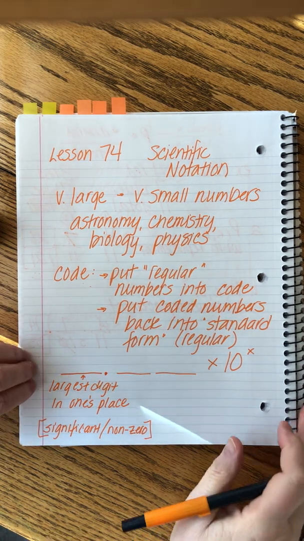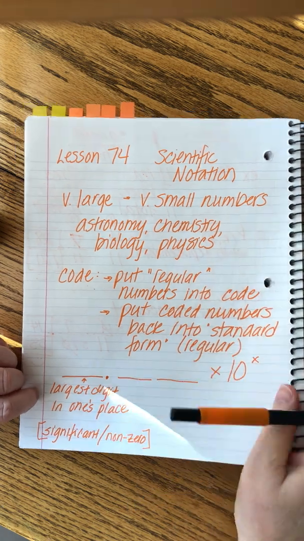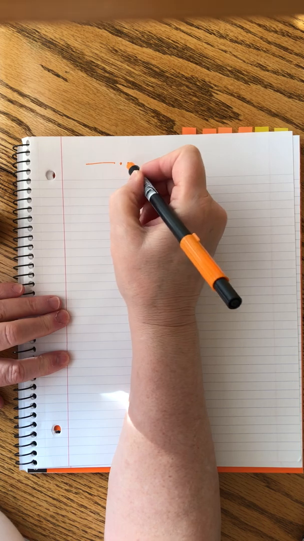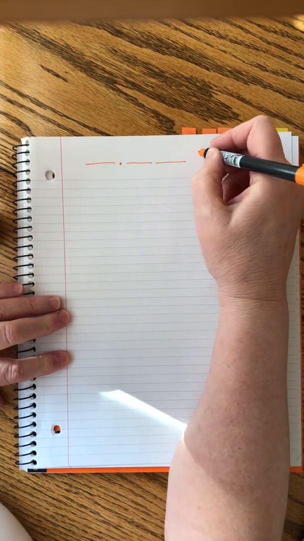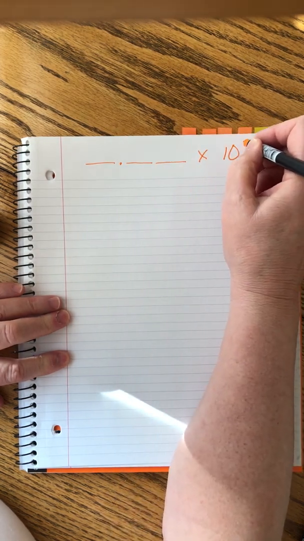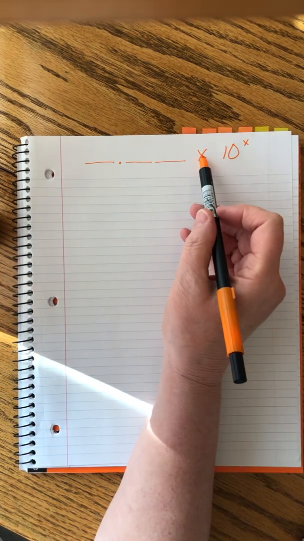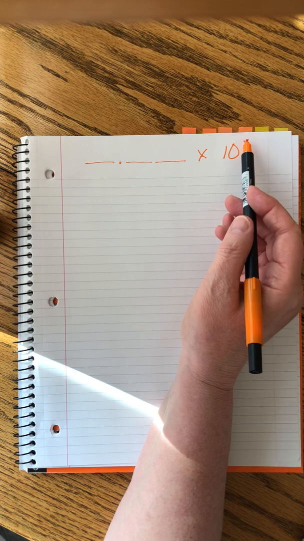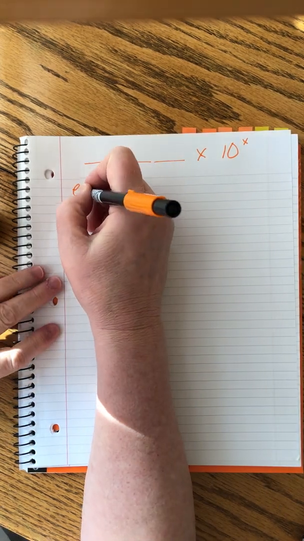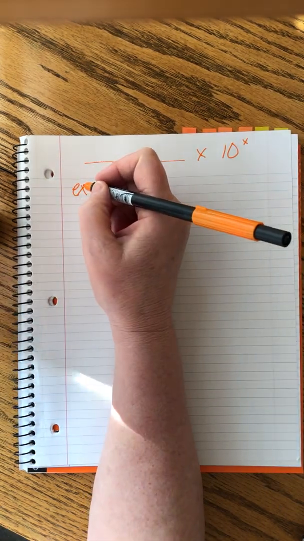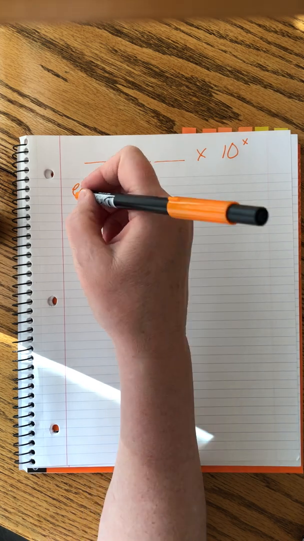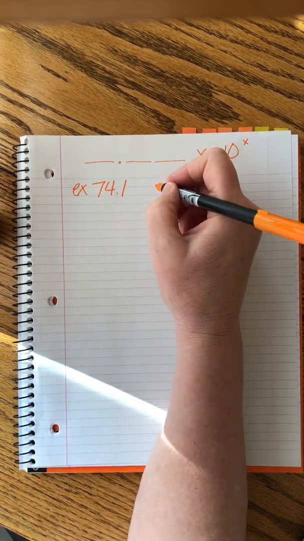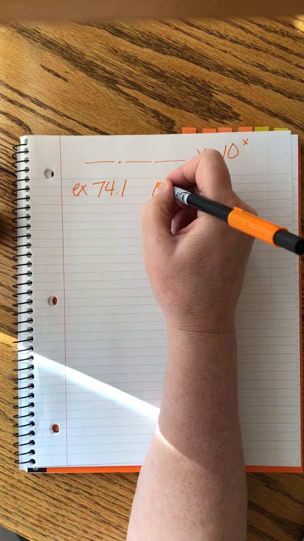All right, let's flip the page and try an example, and you can see what this means. Let me write this out again. It's as many decimal places as we want, times 10 to some power. This is a multiplication sign. This is a mysterious exponent, all right? So let's take the number, example 74.1. There are 4 examples in this lesson. Write this number in scientific notation.